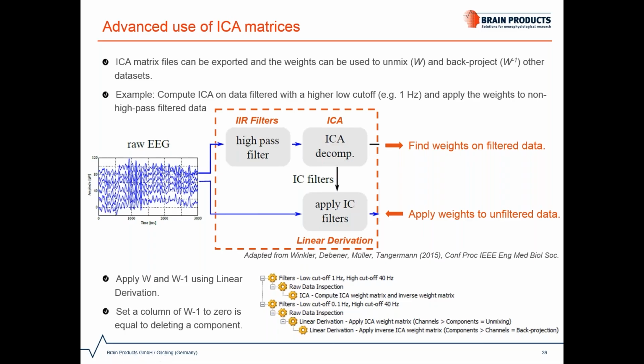However, if you want to remove a channel, in this case a component, sorry, you will have, after you loaded the inverse matrix in linear derivation, to zero a component. So you have to do that manually. All the weights of one component that project to all channels, you would just add zeros in this column of that component across all channels. And this will remove the influence of the component.